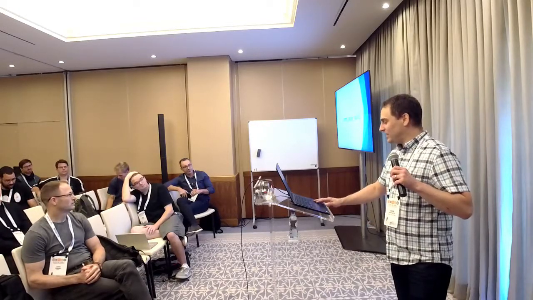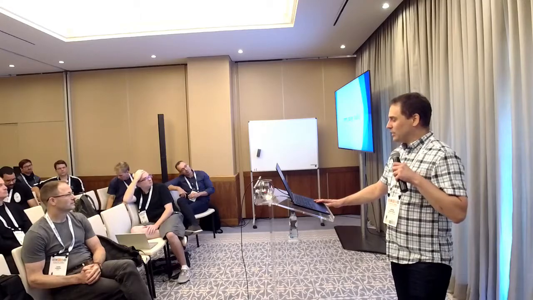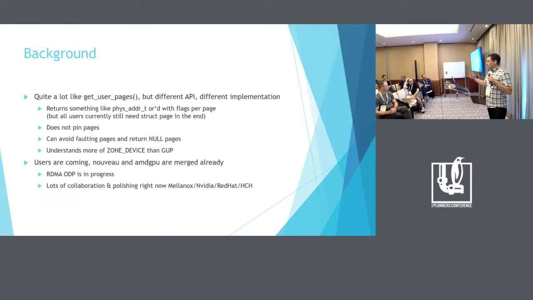So the next couple of slides are about HMM range fault, and this is just to talk about, from the RDMA perspective, what we're doing. We're continuing on Jerome's work to get RDMA ODP and HMM integrated, so that RDMA ODP is a lot more like, say, the Nouveau driver in the way it operates the MM. So this gives us all this common code in the MM that's handling this particular use case.